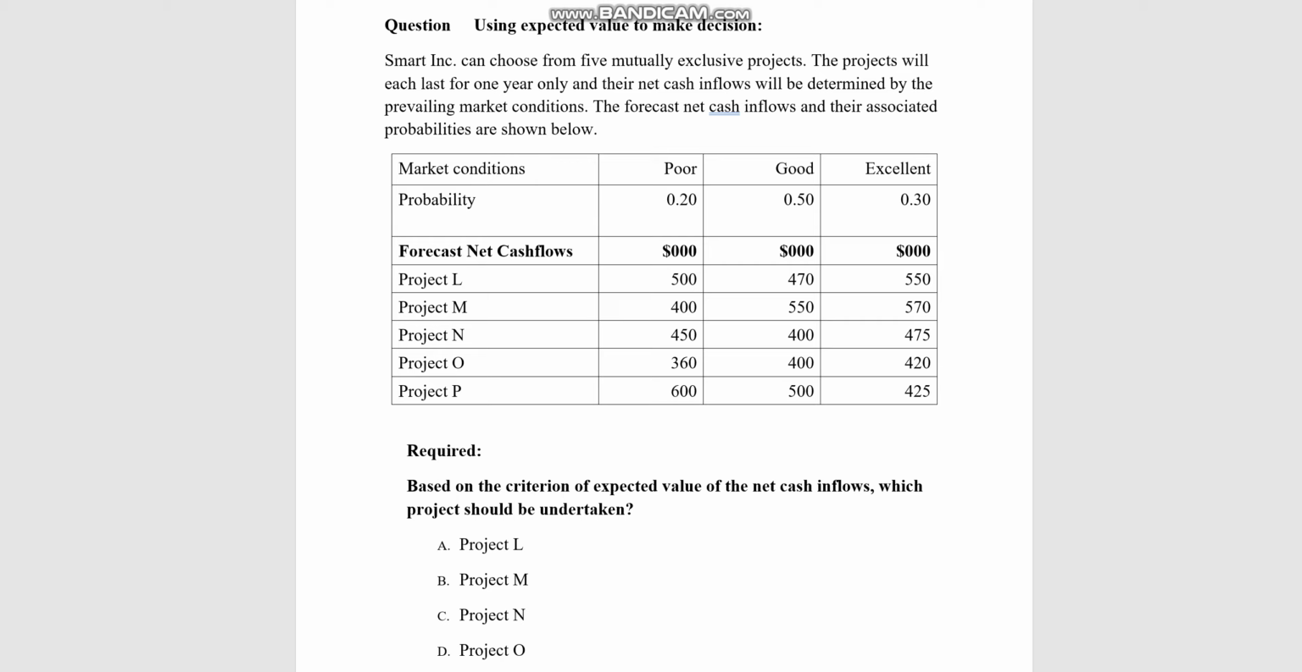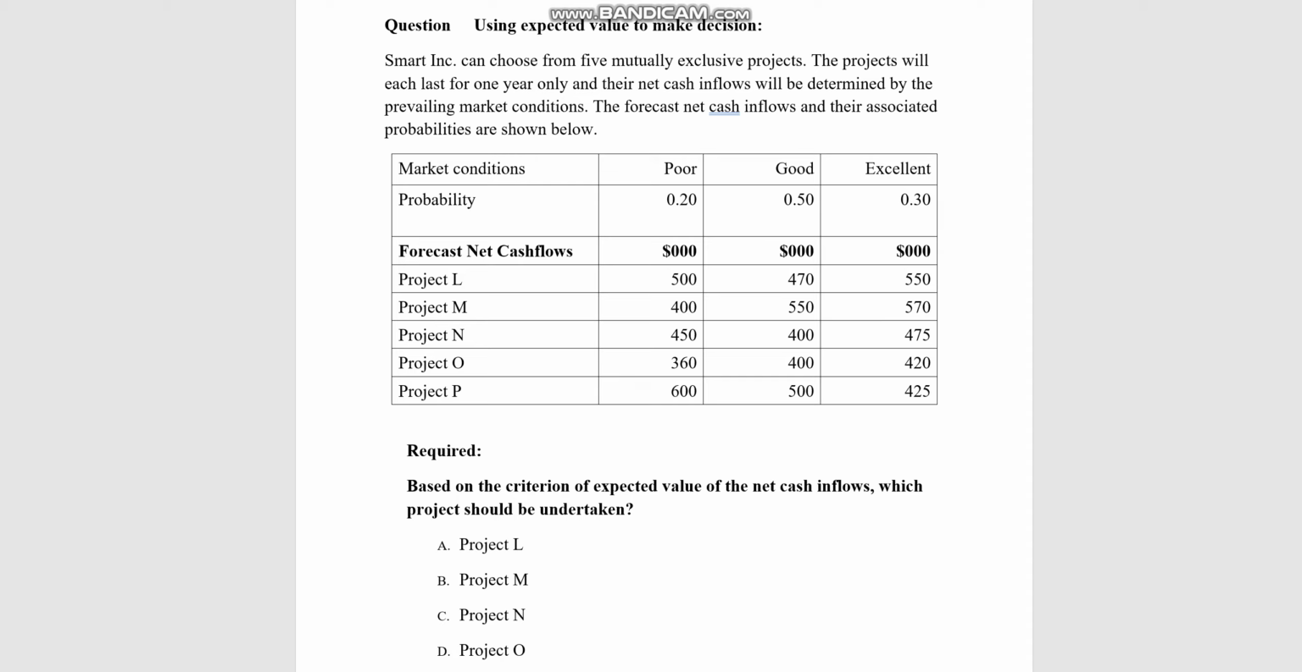So the question in front of us is, Smart Incorporated can choose from 5 mutually exclusive projects. The projects will each last for 1 year only, and their net cash inflows will be determined by the prevailing market conditions. The forecast net cash inflows and their associated probabilities are shown below. So we are given some market conditions. In a number of cases you may consider the weather conditions, but we are given the market conditions which can turn out to be poor or good or excellent.